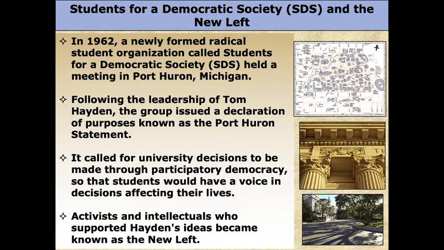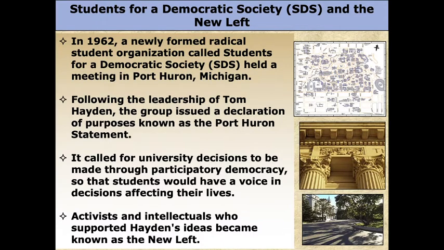Basically it's a natural progression. They want more rights on college campuses. So this is where groups like SDS, Students for a Democratic Society, are going to start popping up. So SDS is formed at Port Huron, Michigan. And what's going on here is they draft up a declaration of purposes. It's known as the Port Huron Statement.